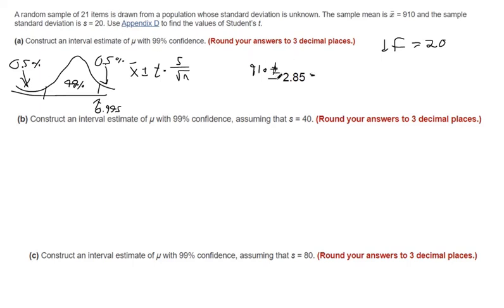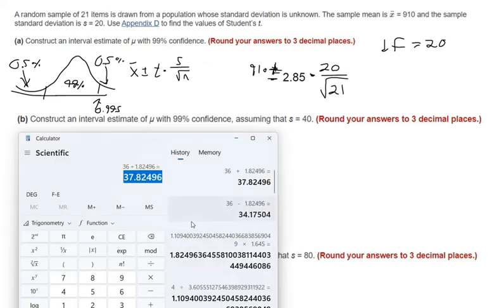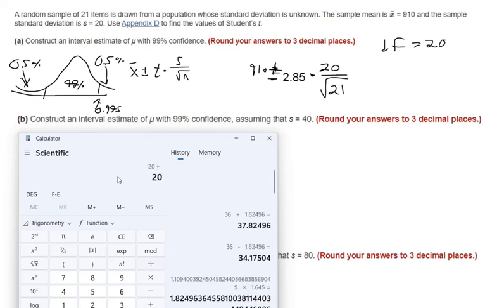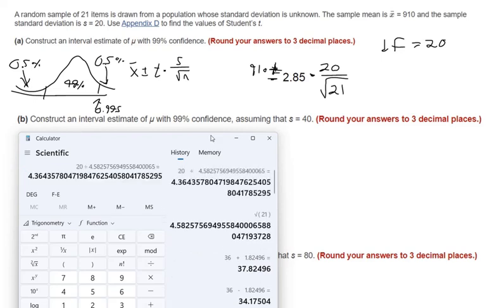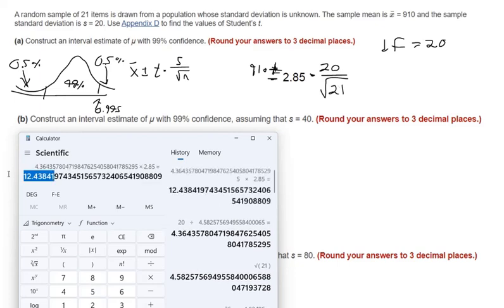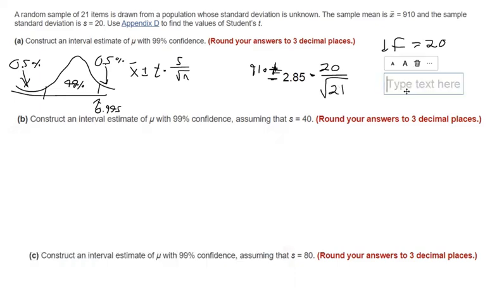So this is plus or minus, times 20. And then we divide by the square root of the sample size. And so the calculation is just like what we were doing on the other questions. It's easiest to do the square root first. Copy that to your clipboard. So Control C for me, Command C for Apple computers. And I'm doing 20 divided by that pasted value, the denominator. I multiply that by 2.85. So this is our margin of error. So we're doing 910 plus or minus 12.483.